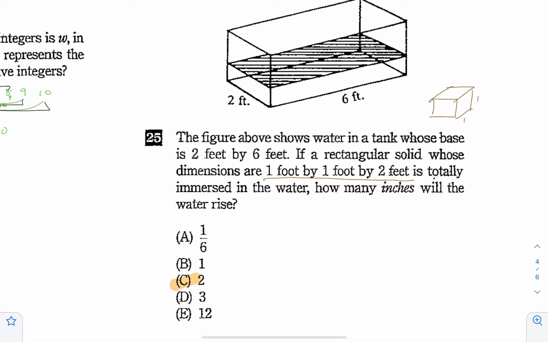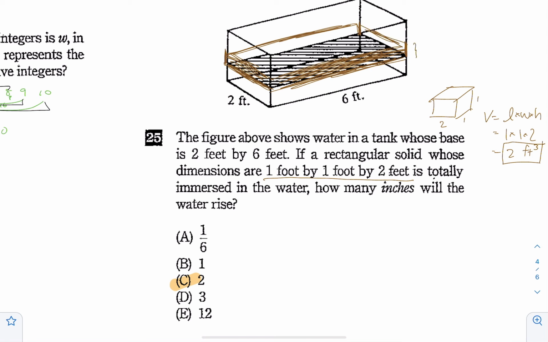That's 1 by 1 by 2. So the volume here is length times width times height, or 1 times 1 times 2, which is equal to 2 cubic feet. Now this 2 cubic feet will cause the water to be displaced, and the water is going to rise by just a couple inches. And when it rises a couple inches, this increase in the amount of water will actually be this little sliver, which we don't know what the height is.